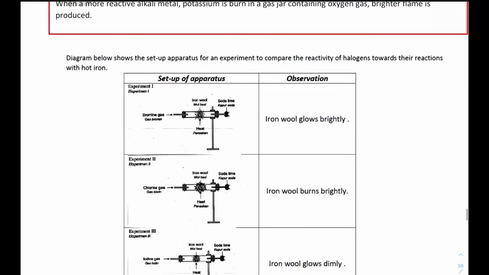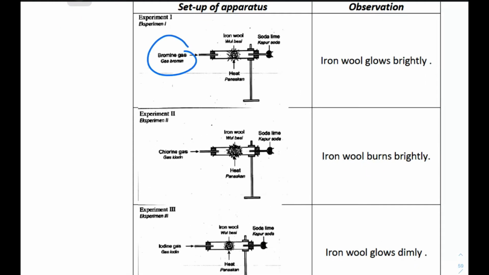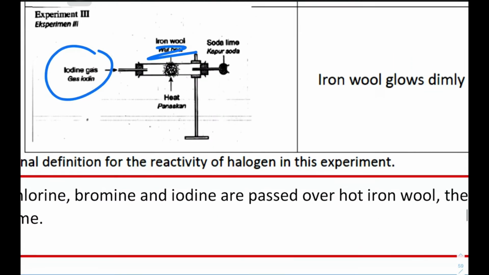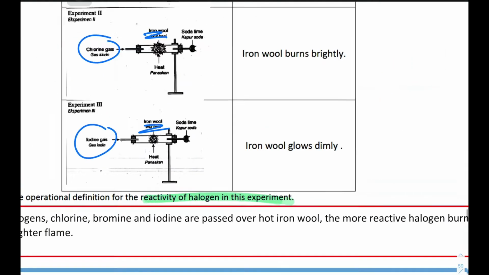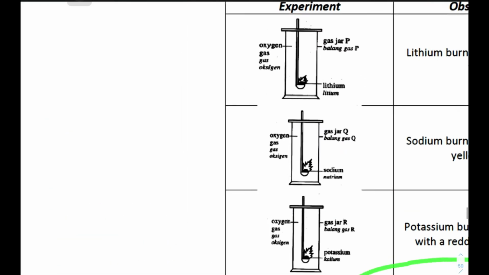And then the second experiment. This is an experiment about the reactivity of halogen with hot iron. As you can see from the picture, we have halogens, bromine, chlorine, and iodine, reacting with iron wool. And this question wants us to give the operational definition for the reactivity of halogen. These are two very similar questions, and I use these two experiments to show you two ways of writing the answer.